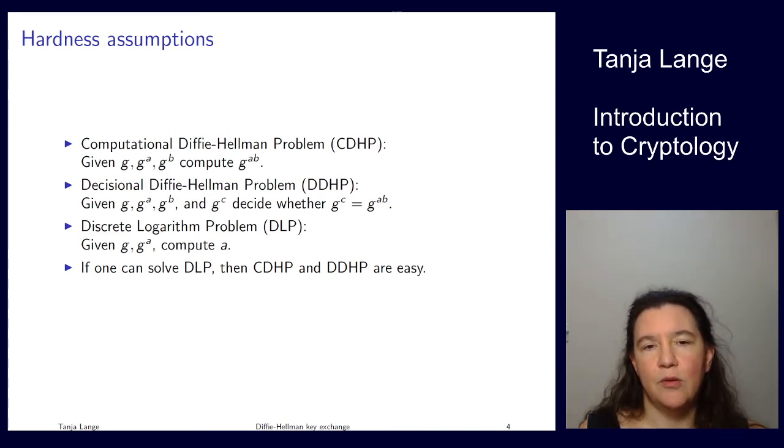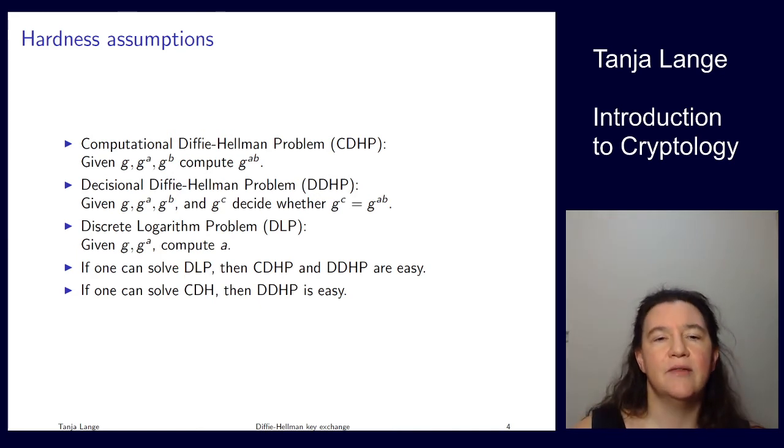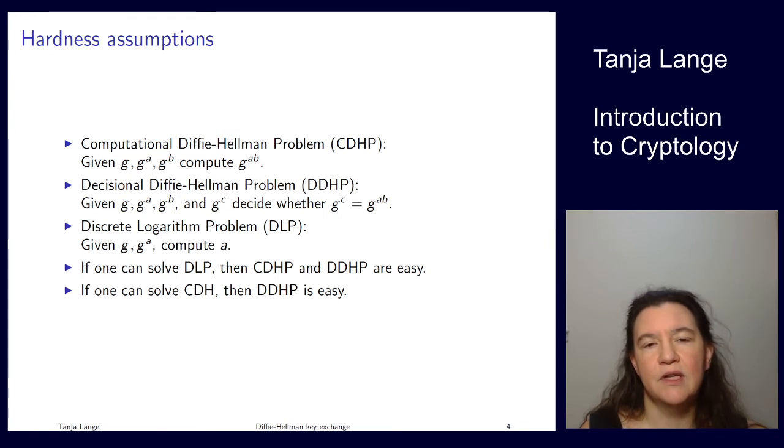If you can solve the computational Diffie-Hellman problem, then you also can solve the decisional Diffie-Hellman problem. So there's a hierarchy of these problems. One direction is very clear, and there are some groups where you can also solve the DLP by solving slightly more complicated instances of the computational Diffie-Hellman problem. But the decisional Diffie-Hellman problem can be easier than the other two. Now, of course, we want groups where all three of them are hard, and so the groups that I mentioned before, the finite field, the prime order subgroup of a finite field, and the elliptic curve group, those are good examples.